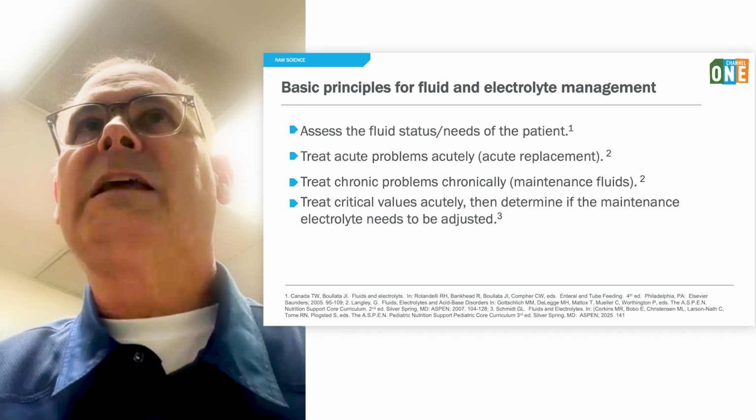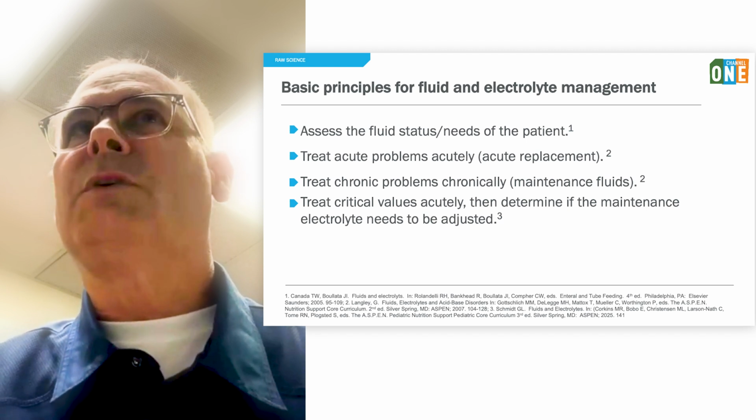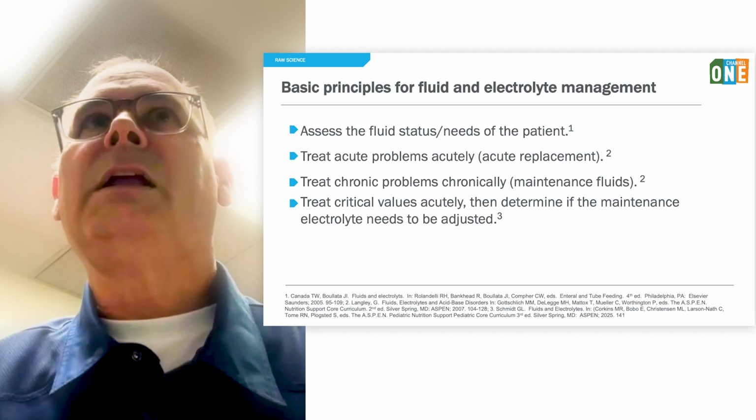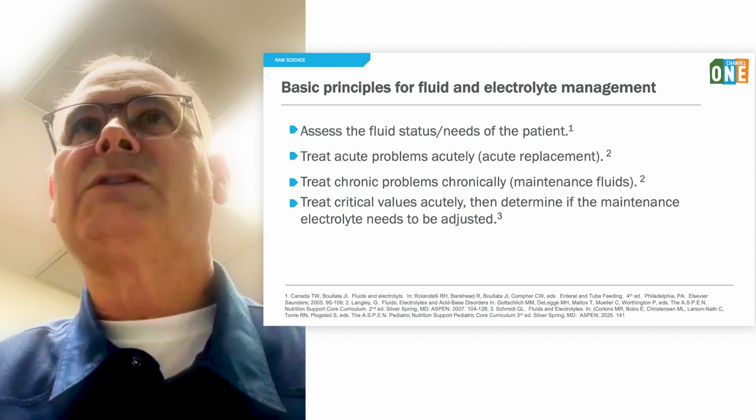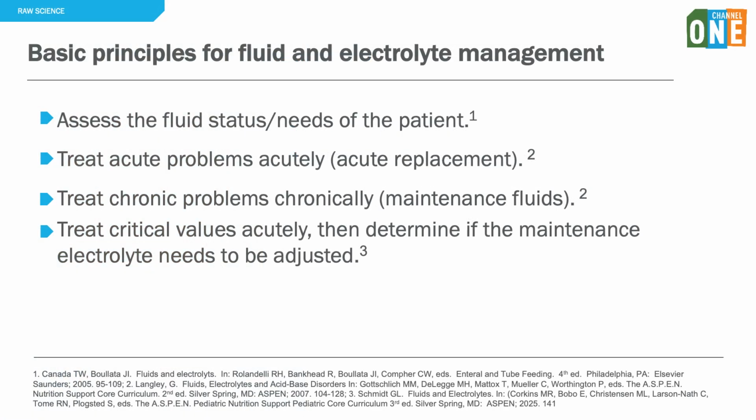When managing fluids and electrolytes, there are several basic principles that make management simpler. It starts with assessing the fluid status or needs of the patient. Next, determine if the electrolyte abnormality is acute or chronic. Treat acute problems acutely or with a bolus infusion. Treat chronic problems chronically with maintenance fluids. Finally, treat critical values acutely. Once the critical value is corrected, go back and determine if the maintenance needs to be adjusted or not.